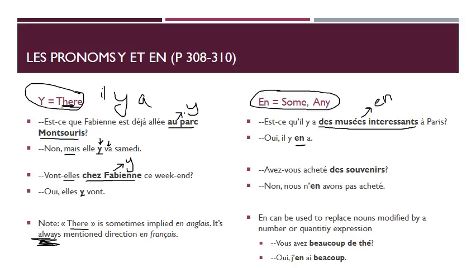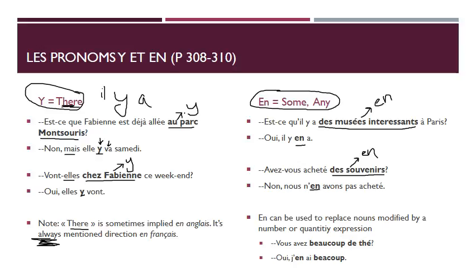All right, next sentence. Avez-vous acheté des souvenirs? So have you bought any souvenirs, or have you bought souvenirs? So des souvenirs, obviously, we're going to replace it with what, guys? Yep, that's right. En. Now these people haven't bought any. So I'm going to judge them a little bit right now. So it'd be, non, nous n'en avons pas acheté. No, we haven't bought any.